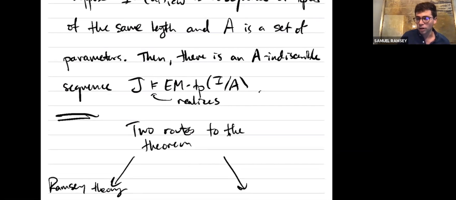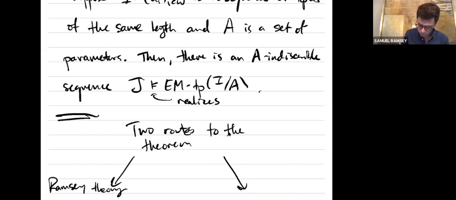And this is probably the argument that most of you saw in arguments about why indiscernible sequences exist. You can describe a certain compactness argument, which uses Ramsey's theorem, and then from this compactness argument, you produce an indiscernible sequence. And we'll do that.